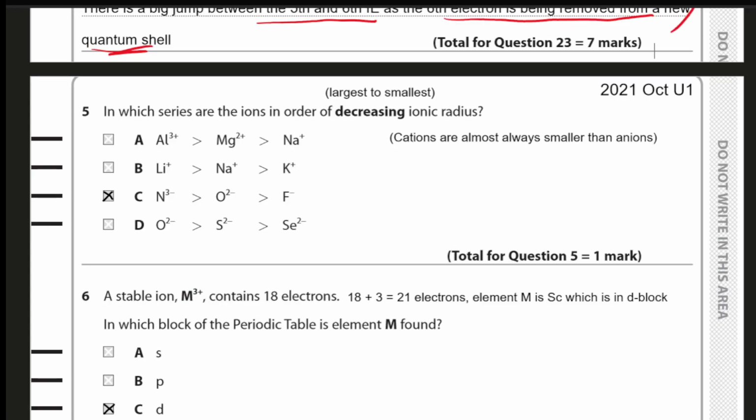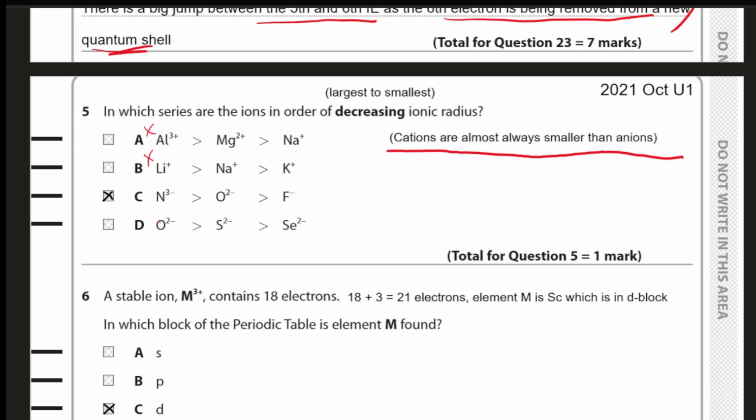So if you check out the ions present down here, we can clearly see that one thing's for sure, cations will almost always be smaller than anions, because they lose electrons compared to anions which gain. Since they lose electrons, the force of attraction between the remaining electrons and the nucleus will increase. So in this case we can easily omit A and B from our options. This leaves us C and D.